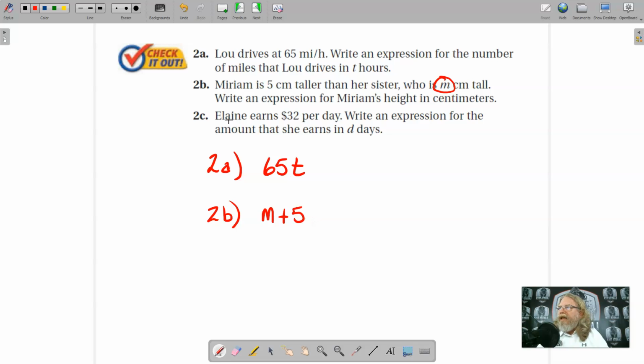And then finally, Elaine earns $32 per day. Write an expression for the amount that she earns in d days. So put down 2c here, and we'll write that expression there. Every day she earns $32. It's always the same value, added over and over again, so indeed that would be multiplication. So it's going to be 32, the money she makes per day, times the number of days that she works.